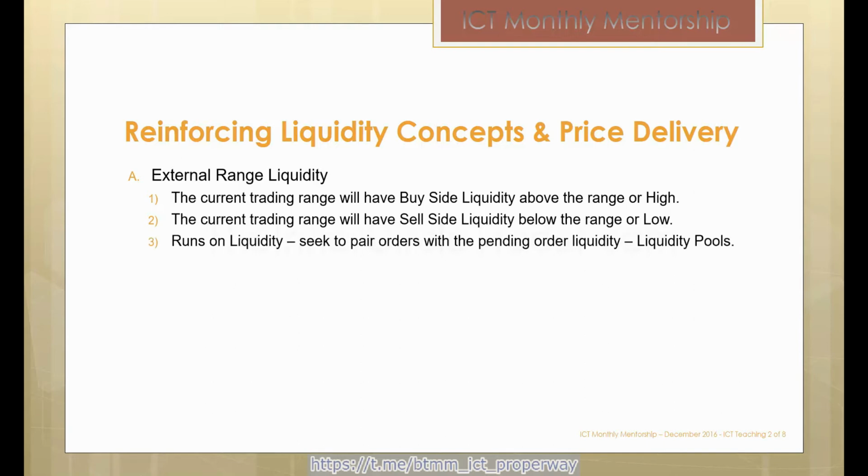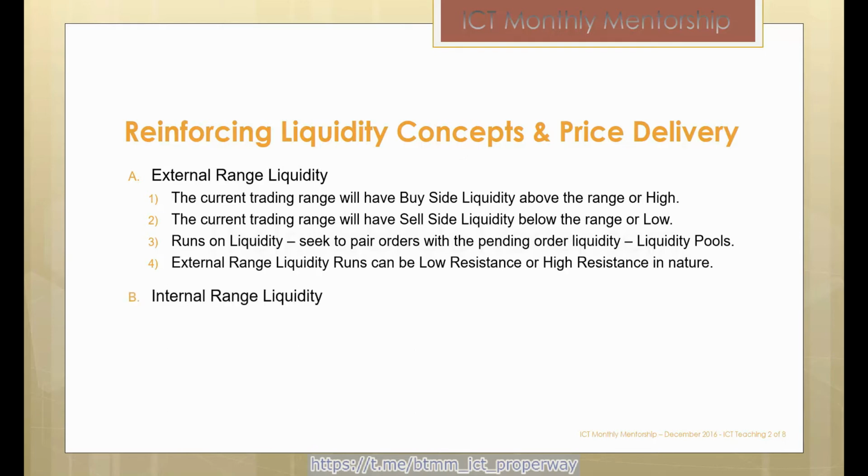Runs on liquidity seek to pair orders with pending order liquidity, which is in the form of a liquidity pool. External range liquidity runs can be low resistance or high resistance in nature. You as a trader want your trades to be in low resistance conditions. In other words, you don't want to have any resistance in your path of profitability.